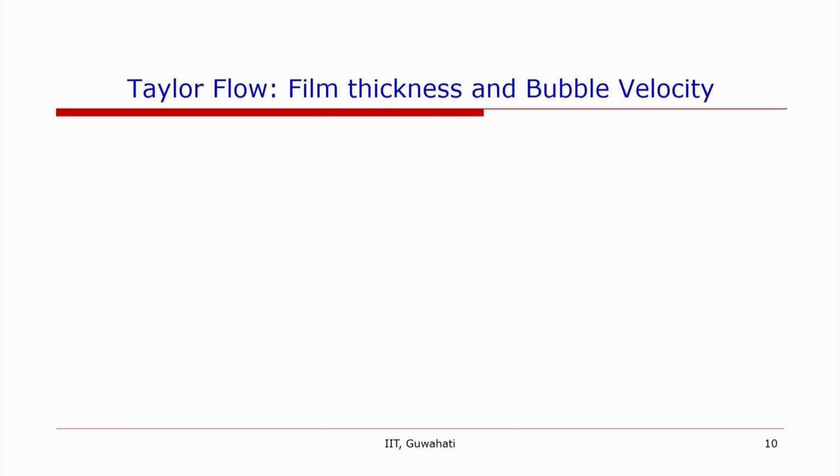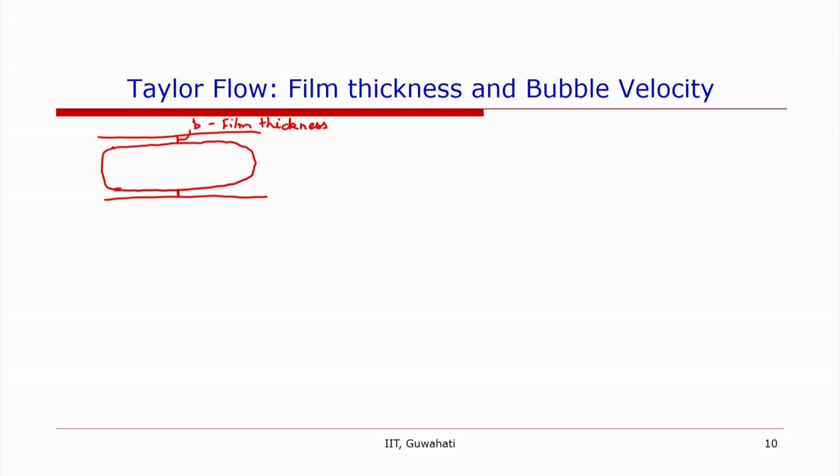Now, moving on further, if we look at the bubble shape, the bubble has a front and a tail, and this is a constant thickness film region. So bubble shape is almost cylindrical here, and this film region is, let us say, the film thickness is B. So B is the film thickness.